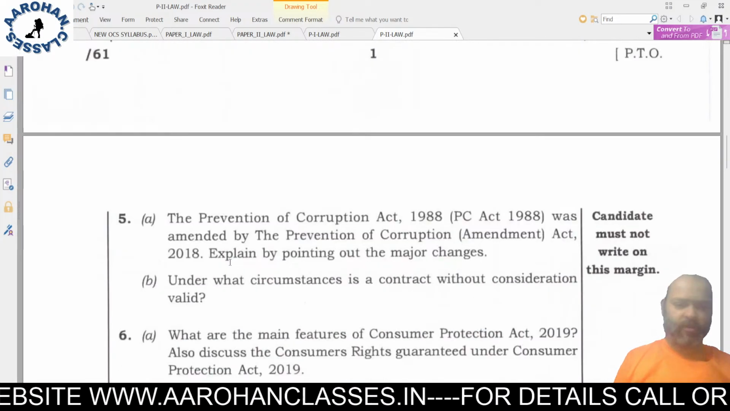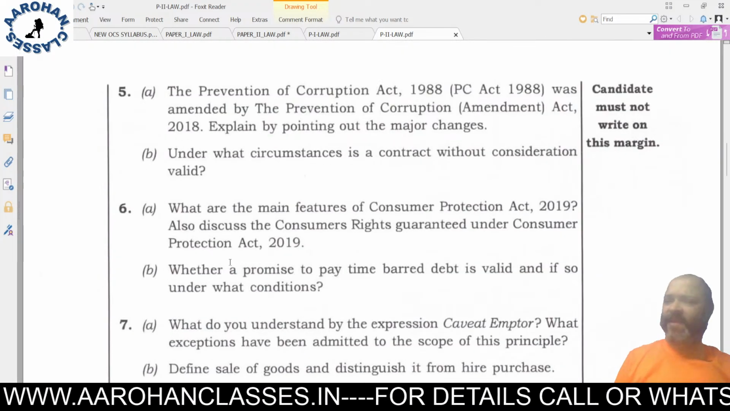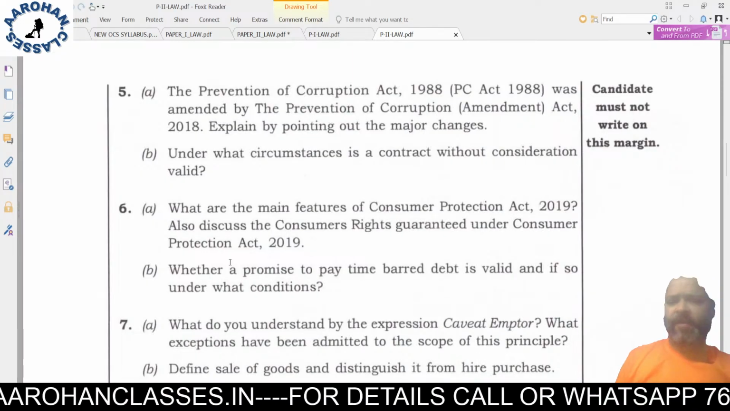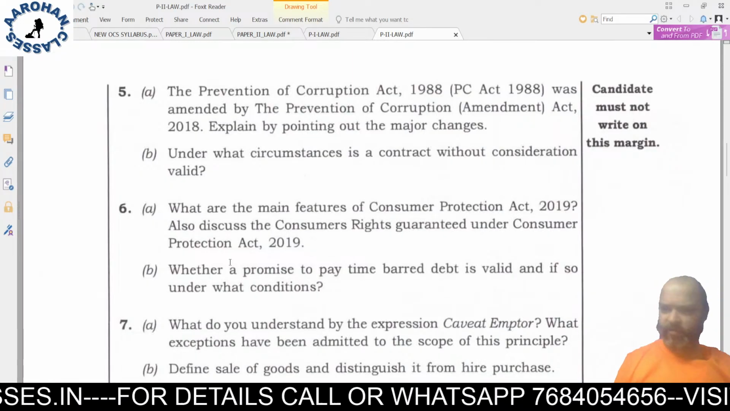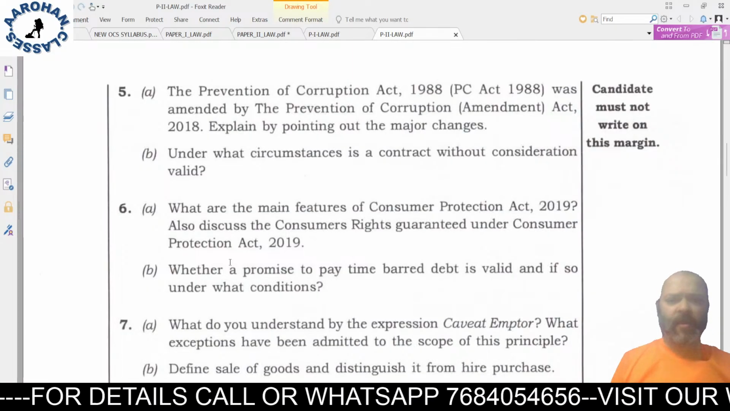Okay, repetition. Then you'll find that 70-80% of the questions are repeated. If you have covered last 10 years questions, then mostly you are ready for the exam.